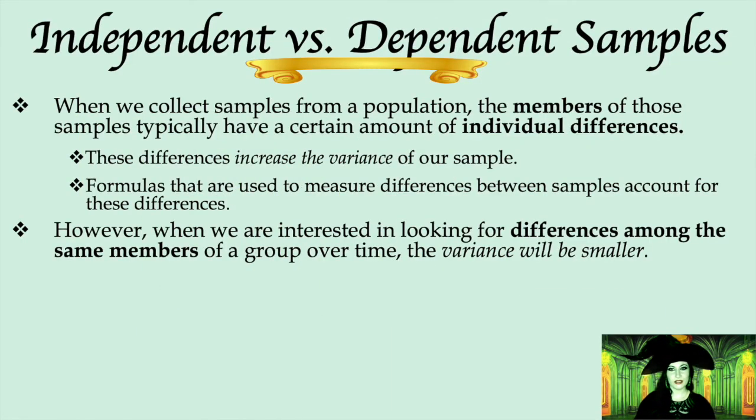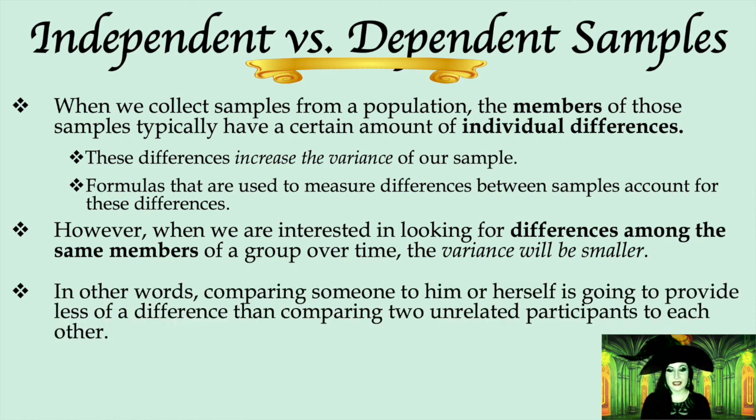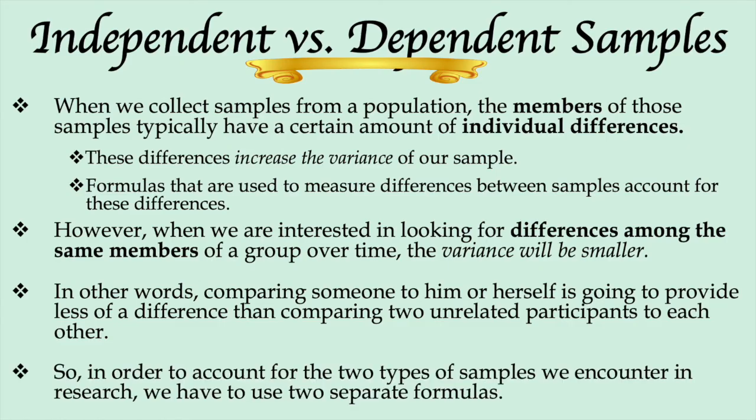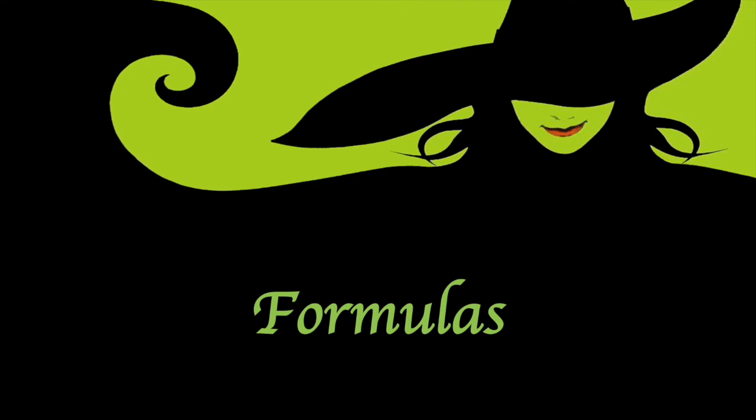When we are interested in looking for differences among the same members of a group over time, the variance will be smaller. In other words, comparing someone to him or herself is going to provide less of a difference than comparing two unrelated participants to each other. So in order to account for the two types of samples that we encounter in our research, we have to use two separate formulas. One formula corresponds to each type of design and each type of sample. So let's take a look at the formula for the independent samples t-test.